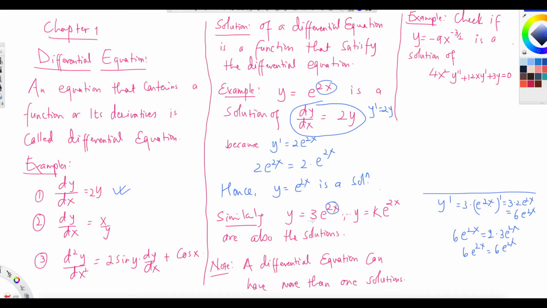So y equals 3e to the 2x is also a solution. And if you keep doing that, if you replace 3 by 4, 5, 6, 1, 2, -1, -2 like that, all of them satisfy the differential equation. What we can say about that is that a differential equation can have more than one solution that satisfies the differential equation.